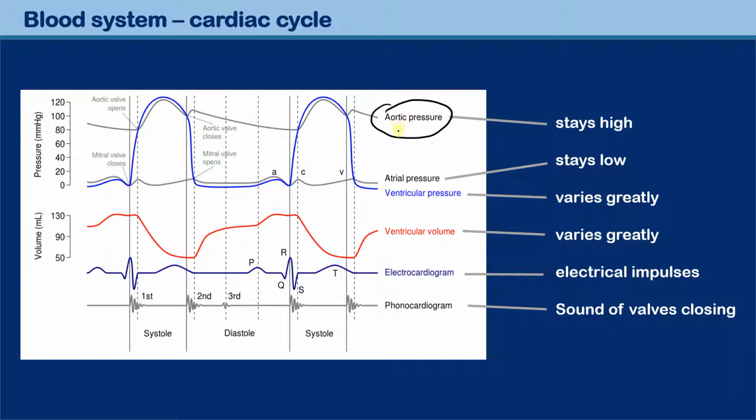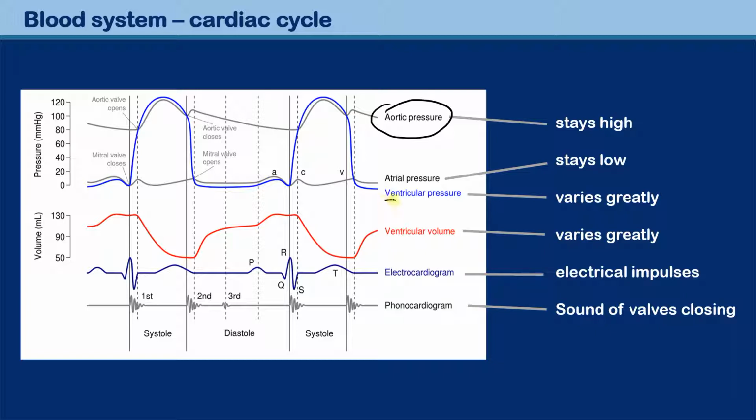Aortic pressure, that is the blood pressure in the aorta, which is the main artery. As you can see, it remains high most of the time. There are some changes, of course, in blood pressure, but generally it should be high. The atrial pressure, that's the pressure in the atria, generally always stays quite low because the pressure only has to be sufficient to pump the blood from the atria to the ventricles, but it does not really have to rise a great deal because we're not pumping it through a capillary system. We're just pumping it from one part of the heart to the next, from the atria to the ventricles. So the pressure over here can stay quite low.